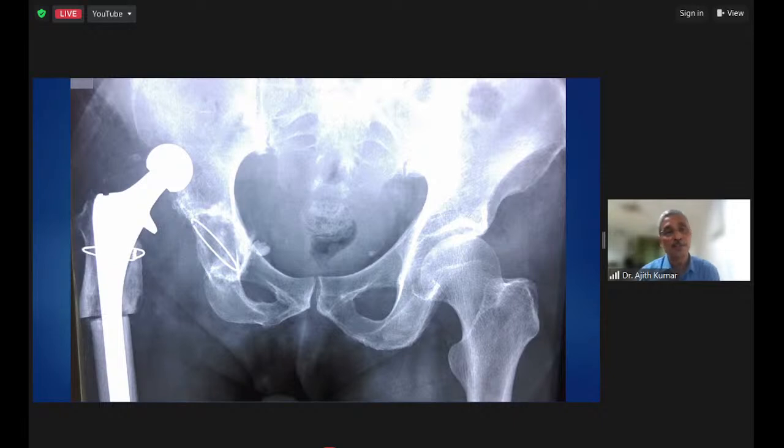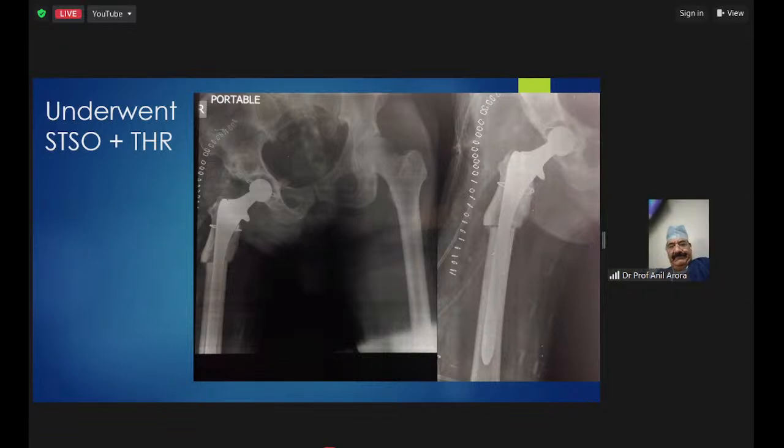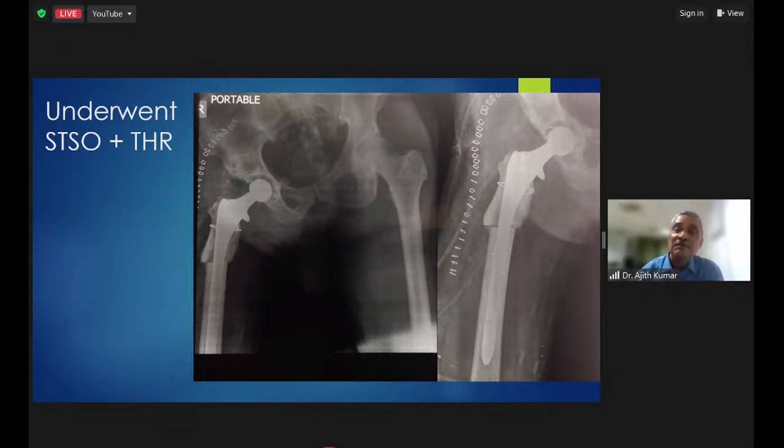So is there anything obvious on the X-ray that could have been done better? I'll just put it up here. It looks like a Solution stem. Yeah, it is a Solution stem, and it looks like a well-fixed stem in the femur, distal femur. The version looks a bit iffy. I'm not sure whether it's a true AP, but the stem version or the cup version? Not able to comment on the stem version, because I'm not sure, Ajith, what the stem version was like.